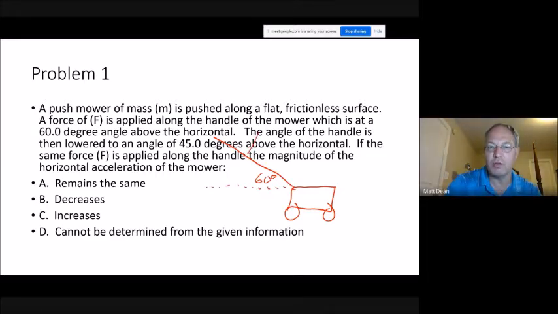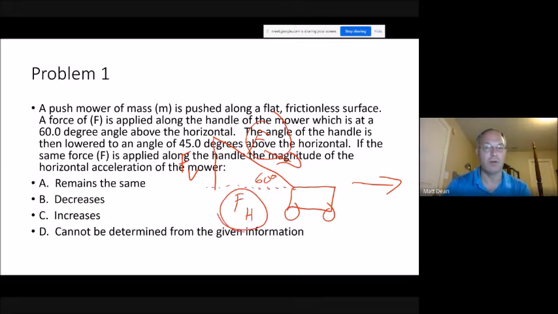So we're applying a force this way along the handle. What you've got to realize is what's causing the acceleration is the horizontal component of F. So let's take this F and let's draw down a vertical here on the handle, and let's break that up into a horizontal component. We'll call that FH, and a vertical component. So the vertical component of that force is just pushing the lawnmower against the ground. The horizontal component is pushing it across the ground and causing it to accelerate. Since there's no friction, this force is going to be the net horizontal force, and it's going to cause the acceleration.